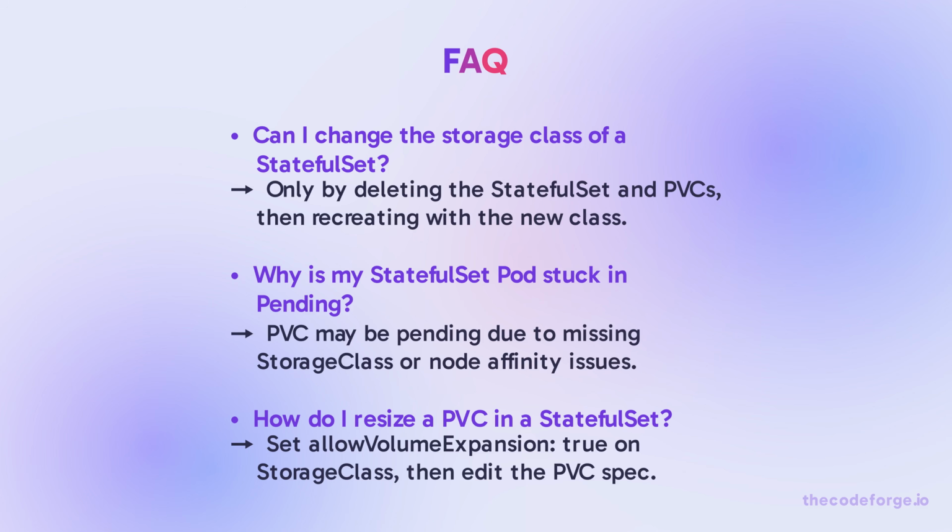And a few frequently asked questions. Can I change the storage class of a StatefulSet? Only by deleting the StatefulSet and PVCs, then recreating with the new class. Why is my StatefulSet pod stuck in Pending? The PVC may be pending due to a missing storage class or node affinity issues. How do I resize a PVC in a StatefulSet? Set allowVolumeExpansion: true on the storage class, then edit the PVC spec.